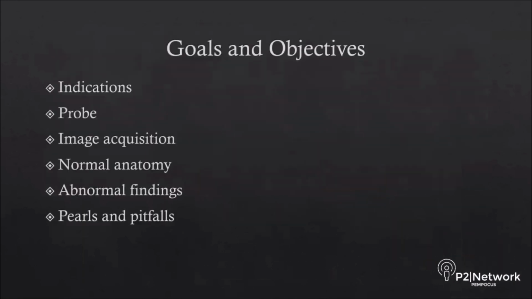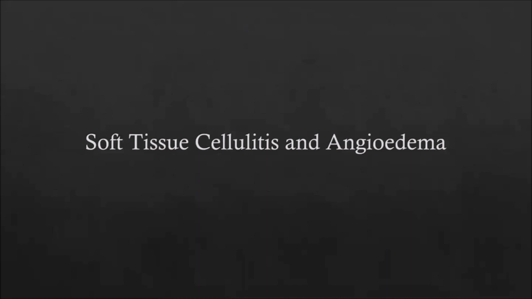The goals and objectives of this particular talk include the indications for such studies, the probe that we will be using, how to acquire the images, and review of the normal anatomy, as well as abnormal findings, and the pearls and pitfalls of these studies. We'll be starting with soft tissue cellulitis and angioedema.